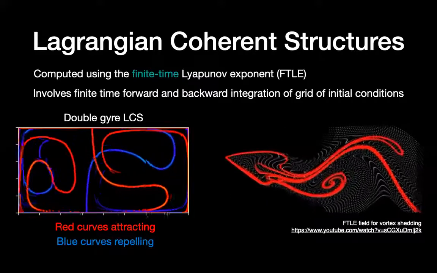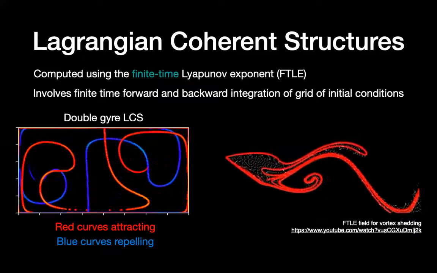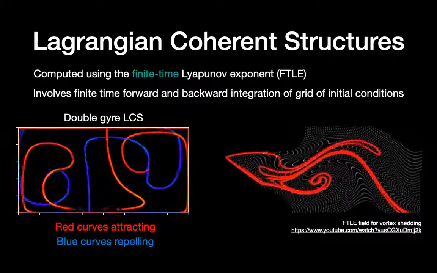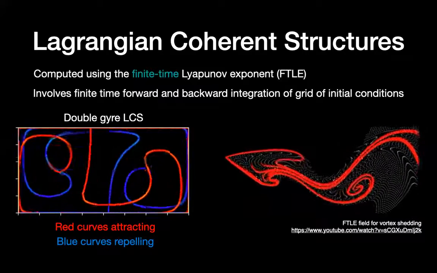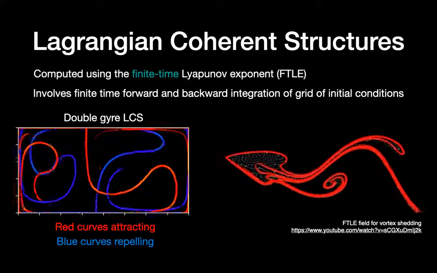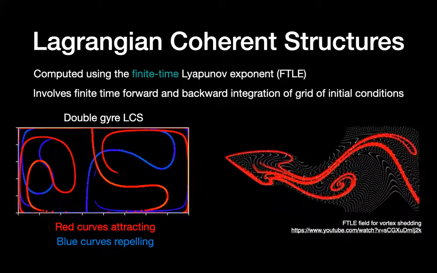A key point I want to emphasize is that just like model predictive control, the computation of Lagrangian coherent structures using the finite time Lyapunov exponent has this aspect of finite time forecasting in it. You are integrating forward in time for a finite amount of time, just like you're forecasting in model predictive control for a finite amount of time forward.